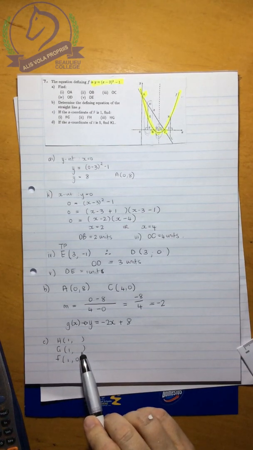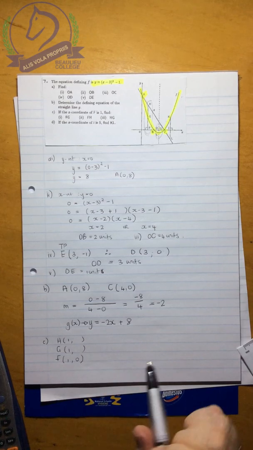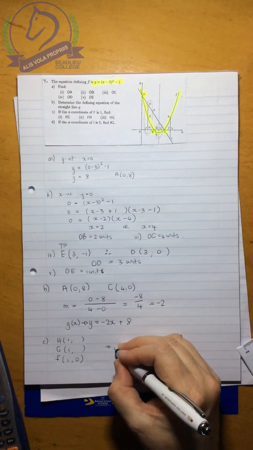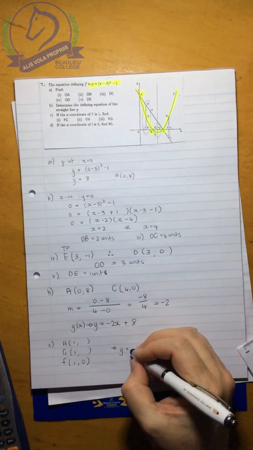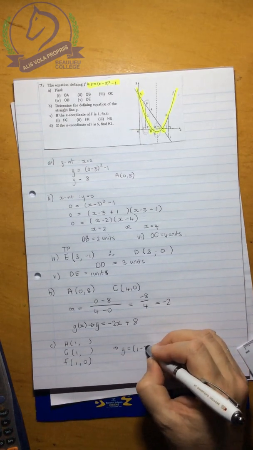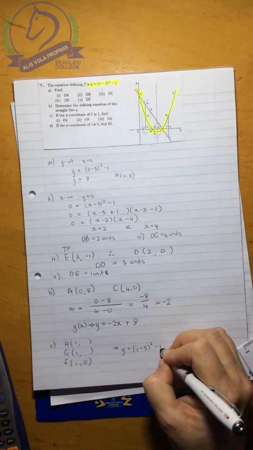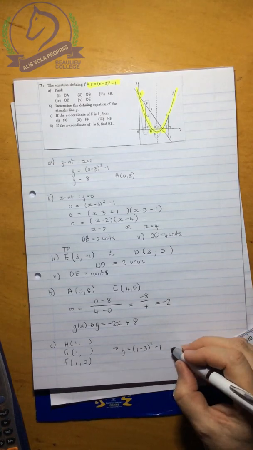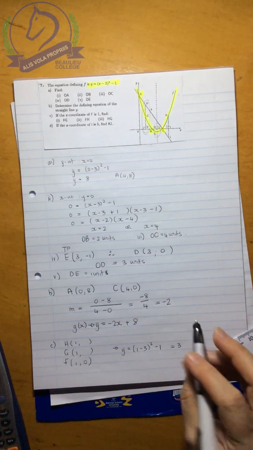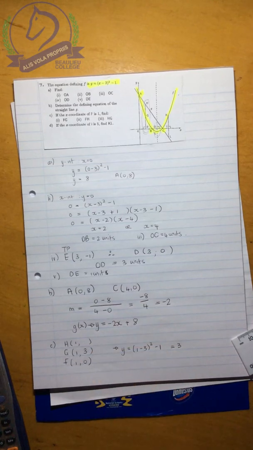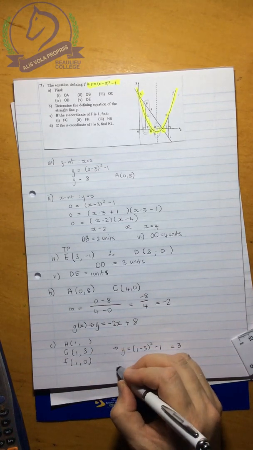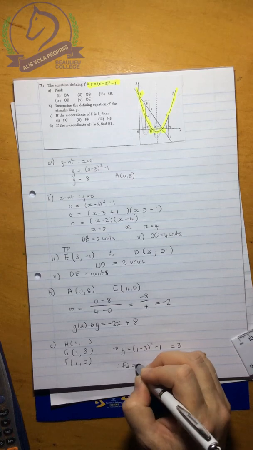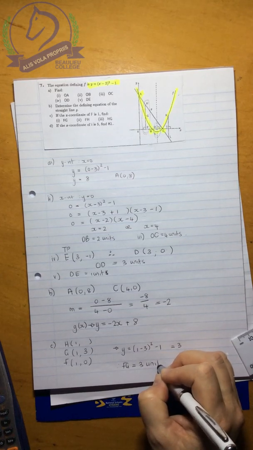Now G I find is on the parabola, which means I can work out the y coordinate, if I know x is 1. I will have 4 minus 1 is 3. So G will be 1 and 3. Therefore, FG will be 3 units.